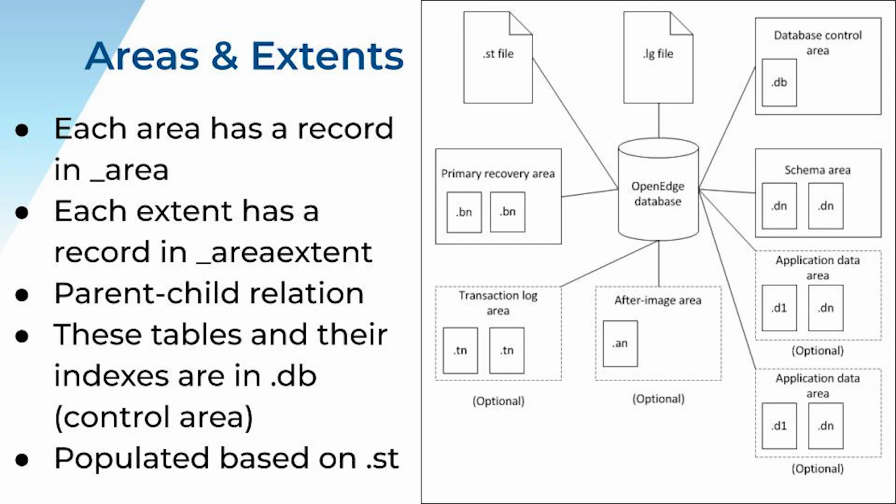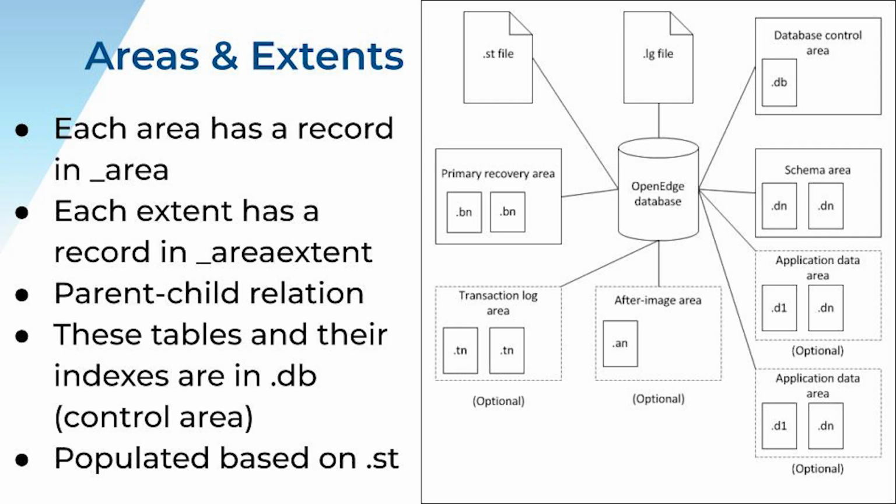This is a diagram you may have seen before, so it shows just some of the area types that you might find in an OpenEdge database. There are 3 of them that you're always going to have, which are the control area, the schema area, and the BI area. The others are optional based on how you configure your database.